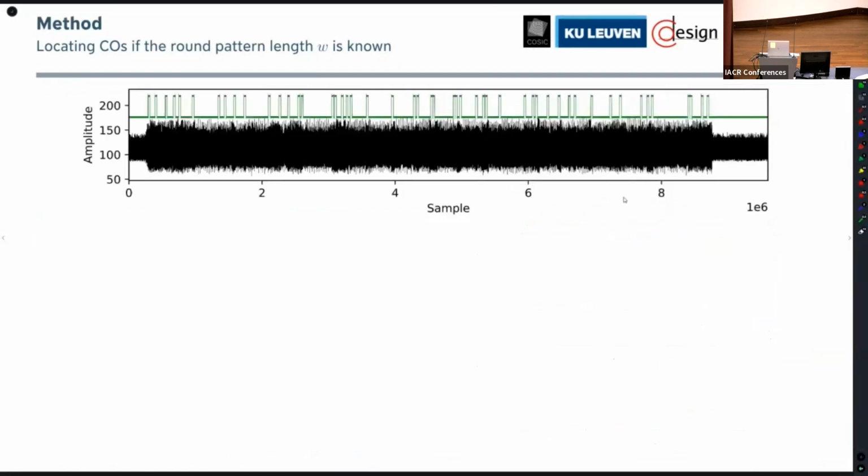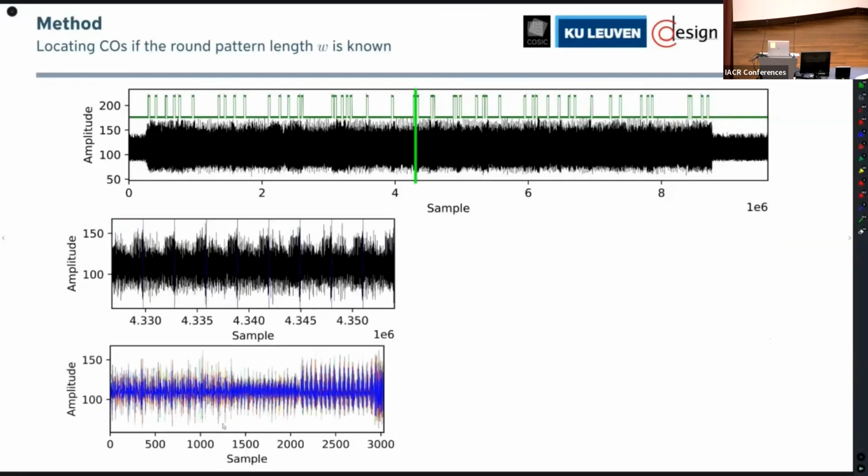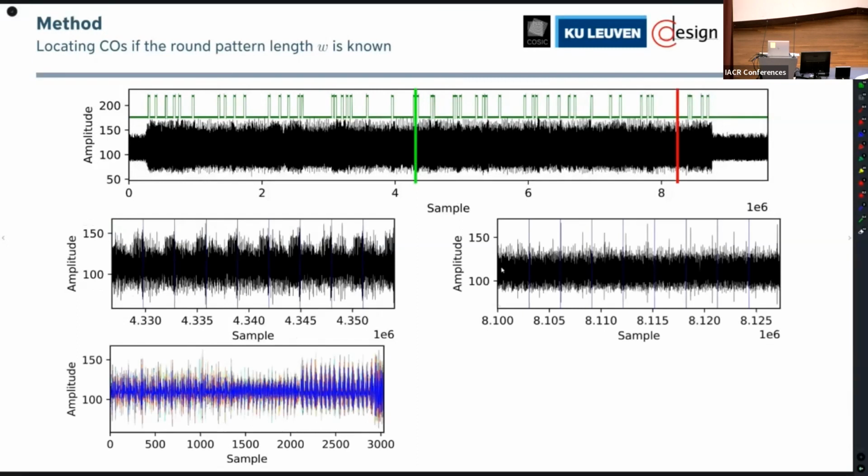To do this on an example, we can see here a black trace, that is our power trace, and then we have the green line up here, which is the trigger trace, which shows us where the cryptographic operations are. Of course, we didn't give this trigger trace to the tool. And if we now look at one good start index, remind yourself we do this for every single starting point here. We will again calculate the average round template and then calculate the similarity between all of those rounds.